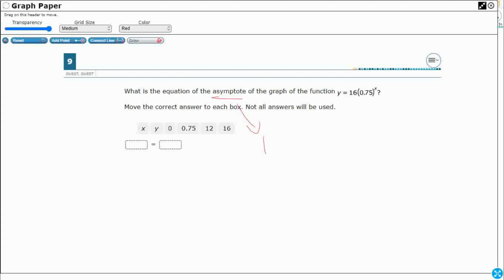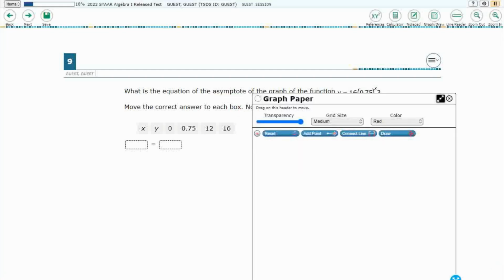So this is a line that a curve approaches, but it never reaches, right? So it approaches it infinitely. And you're going to see this with exponential functions. So the easiest thing to do here is let's graph this. Let's open up our calculator.